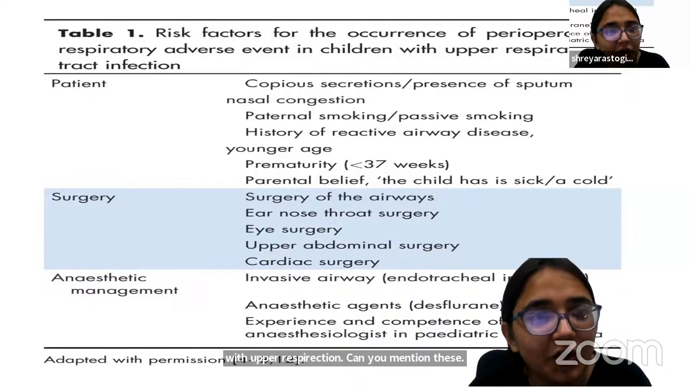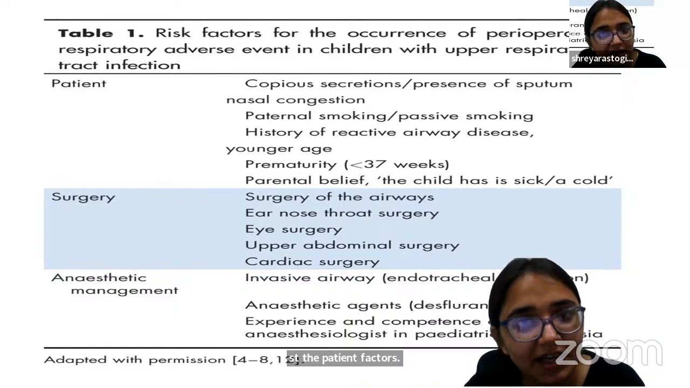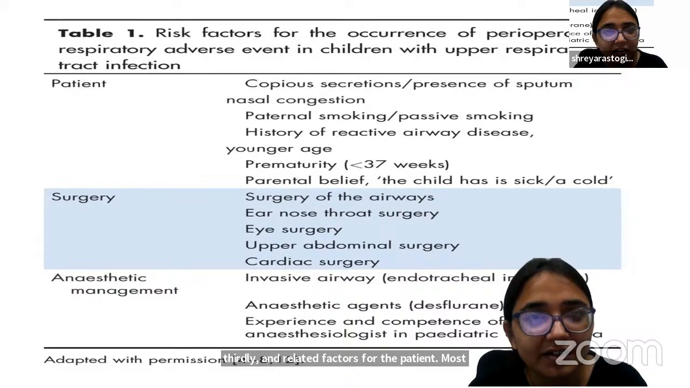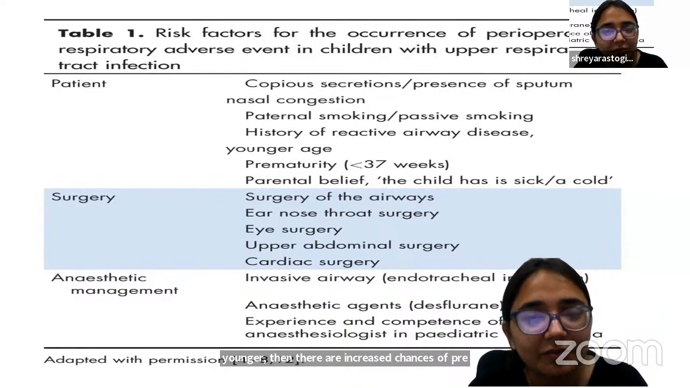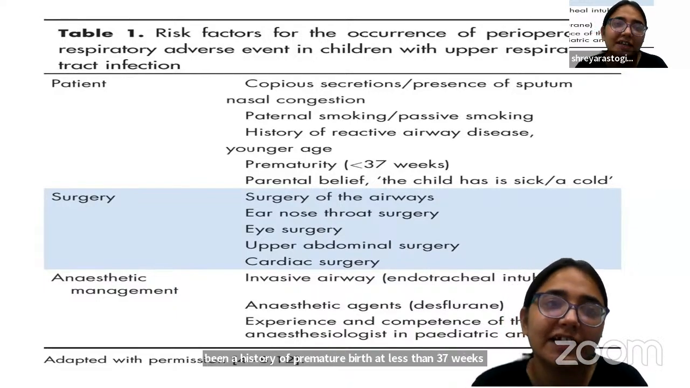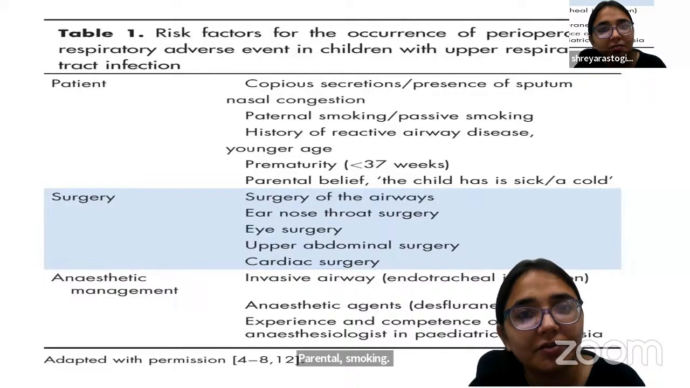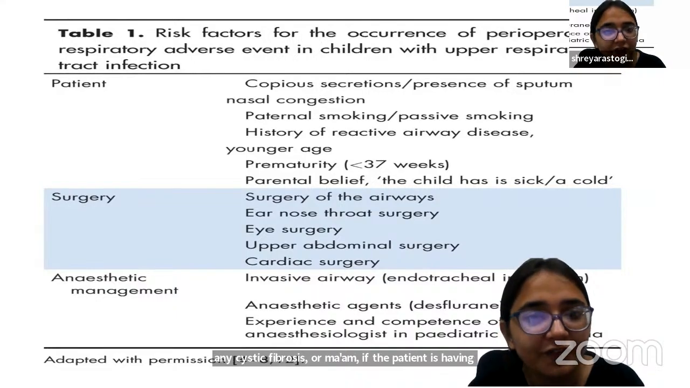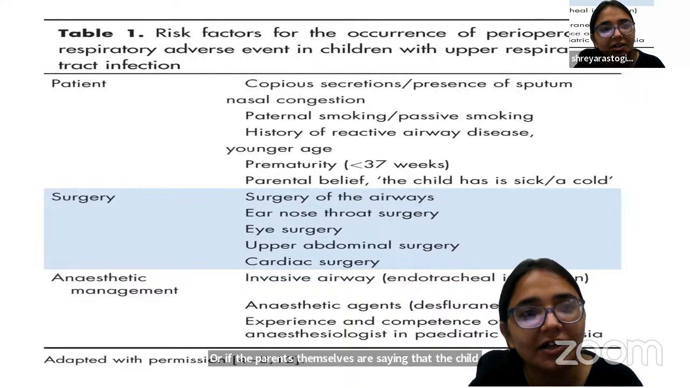Ma'am, the risk factors for occurrence of perioperative respiratory adverse events in children depend on three factors. First, the patient factors, then the factors associated with the surgery, and thirdly, anesthesia-related factors. For the patient, most important is the age of the baby. If the baby is younger, then there are increased chances of perioperative respiratory adverse events. Or if there has been a history of prematurity, birth at less than 37 weeks of gestation, or passive smoking or parental smoking, or a history of reactive airway disease, bronchial asthma in the past, or bronchopulmonary dysplasia, or cystic fibrosis, or if the patient is having active URTI with copious secretions and productive cough, or if the parents themselves are saying that the child is sick and they believe that the child is having an active cold. So these are the patient-related factors.